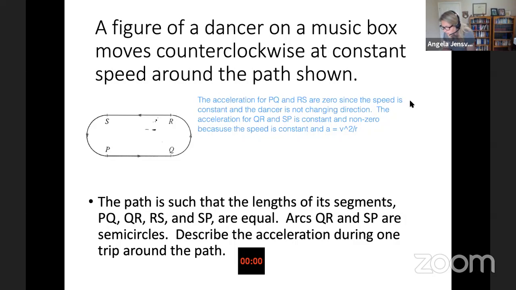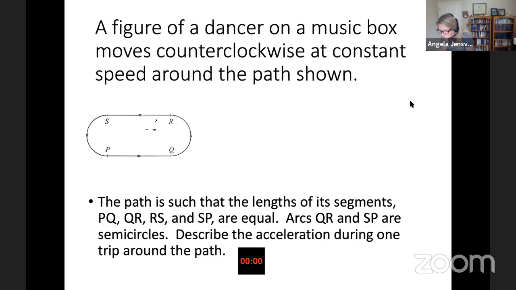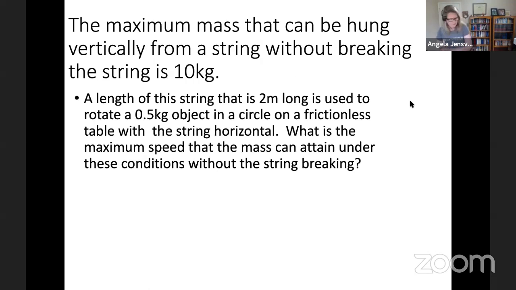Okay. Just need to find my cursor. There we go. Okay, give this one a try. I'll give you 1 minute.